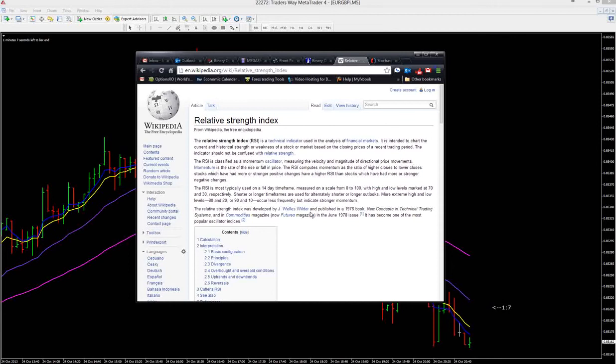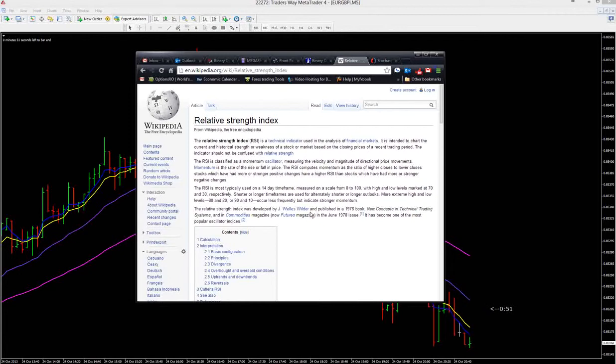Hey all again, it's Brian, and we're going to be looking at relative strength index. This is actually one of my favorite indicators. I use it on trending and ranging markets. It really helps to identify your entry point on a trending market.